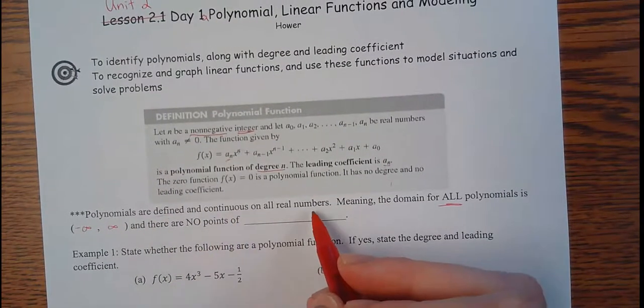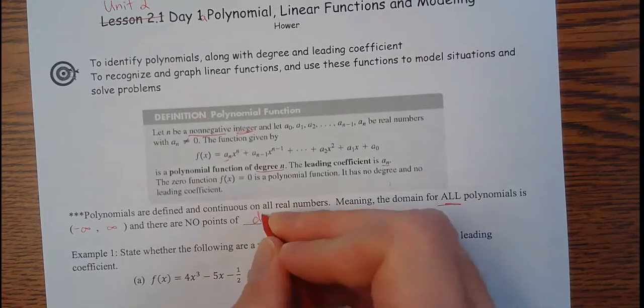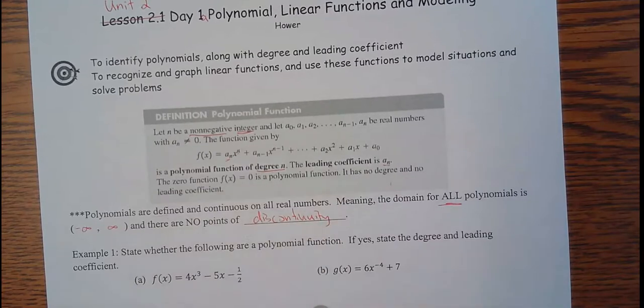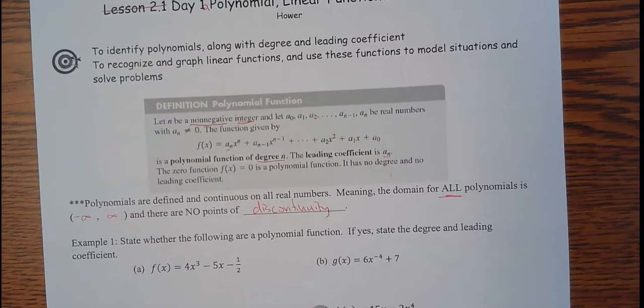Because it's continuous in all real numbers, that means there's no points of discontinuity. So no points of discontinuity. These are smooth curves, go up and down, and they go up to infinity or down to infinity, but they definitely go left and right to infinity forever.